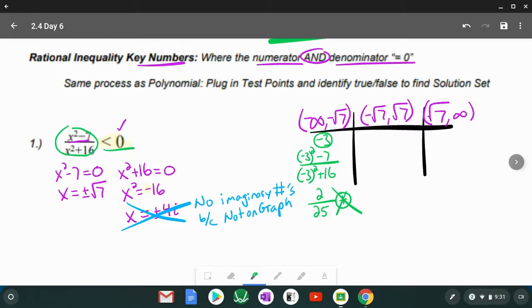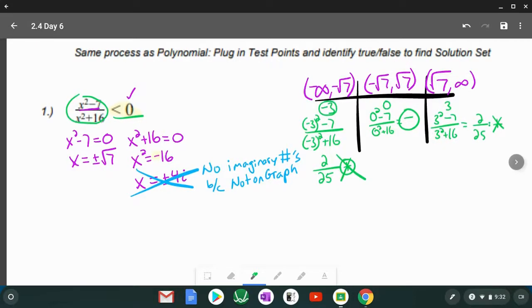Second one, a number between negative root 7 and root 7. 0 is always a nice one. So I have 0 squared minus 7 over 0 squared plus 16. I have a negative number. That is in my interval. And then again, 3 I could use on the other side. So I have 3 squared minus 7 over 3 squared plus 16. That's going to be a positive 2 over a positive 25. That's again a positive, which we do not want.